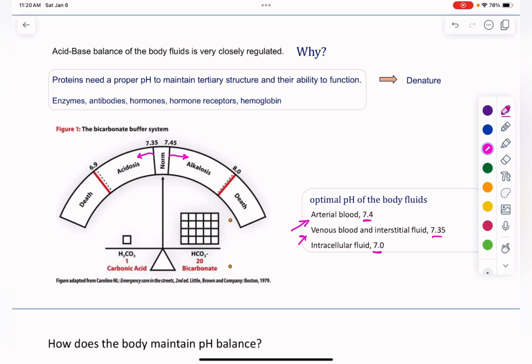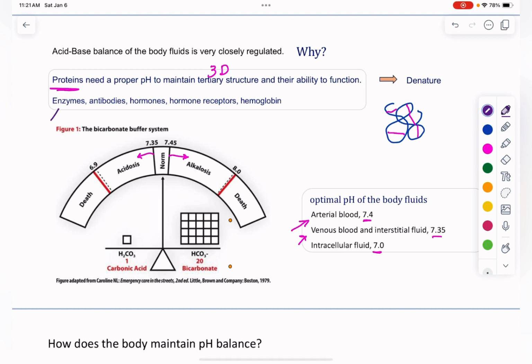So the question is, why does the body maintain such tight limits over this variable? And really it has to do with proteins. Proteins need a proper pH to maintain their 3D or their tertiary structure. That's the form that they need to be in to be able to function. So if you remember, a protein is a string of amino acids that folds back on itself. And it folds back on itself because of intermolecular forces and chemical bonds that form between the amino acid side chains. And this is what causes it to have its three-dimensional shape. And again, a protein needs to be in its three-dimensional shape to be able to function.